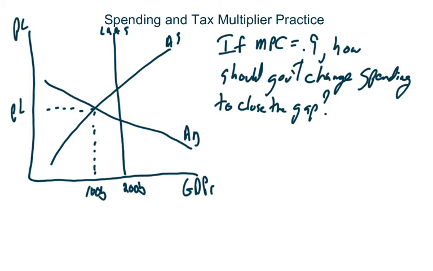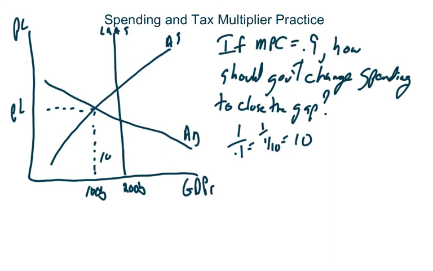Well, the first thing we need to do is find the spending multiplier. Now, the spending multiplier formula is 1 over MPS. We have MPC equals 0.9, so that means my MPS has to equal 0.1. Why? MPC plus MPS always has to equal 1. So this is going to be 1 over 0.1, which means, you remember, we don't like decimals inside fractions, so it's going to be 1 over 1/10, which means my multiplier is going to be 10.